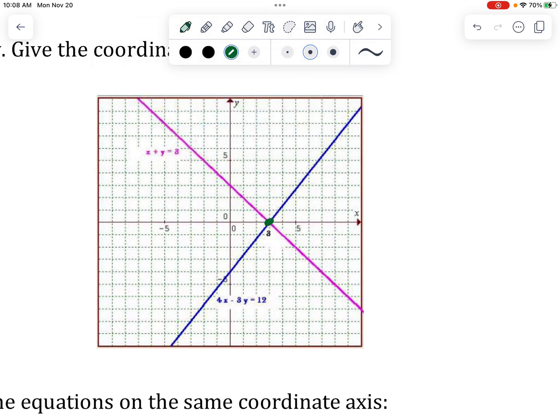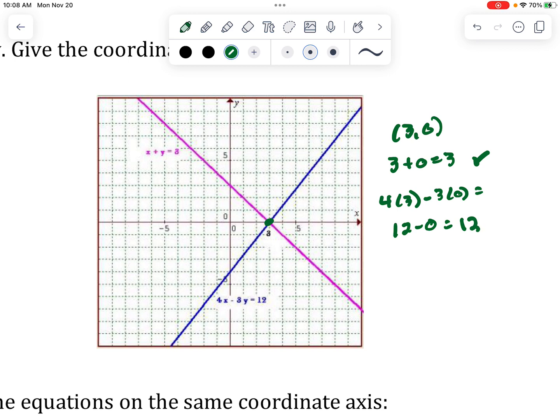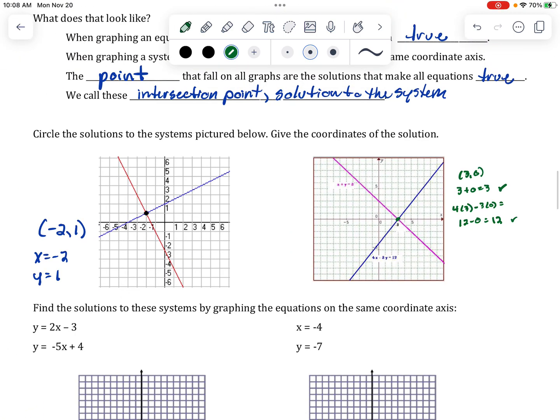That's this point right here, which is (3, 0). So if we plug it into our first equation, 3 plus 0 equals 3, that's true. If we plug it into the second equation, 4 times 3 minus 8 times 0 equals 12 minus 0, which is 12, which makes the second equation true. And that's the only point that will make both equations true because it's the only point that's on both lines.